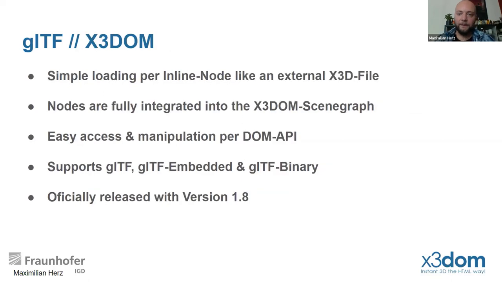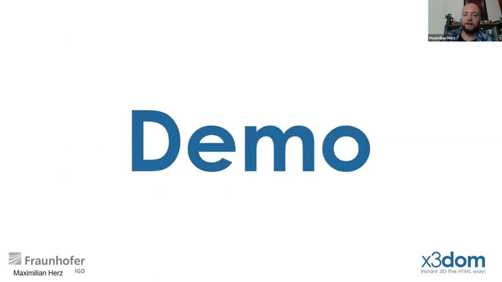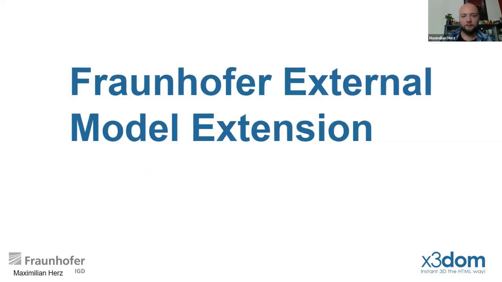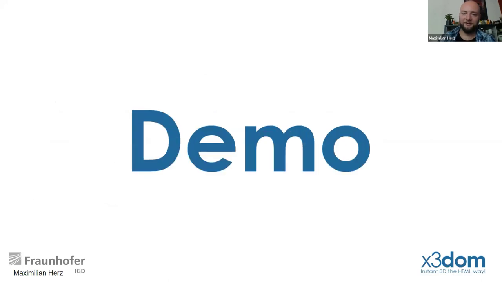So we can load it also via the inline text. It doesn't matter if we have an X3D or GLTF file. The nodes are then integrated into the DOM, so you can access the nodes by their IDs, like we did before with the X3D file, and manipulate them via the DOM API. The X3DOM support was officially released in version 1.8. That actually should have been the PBR demo, sorry.